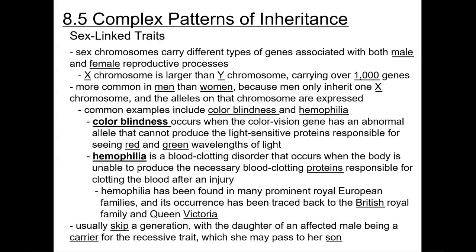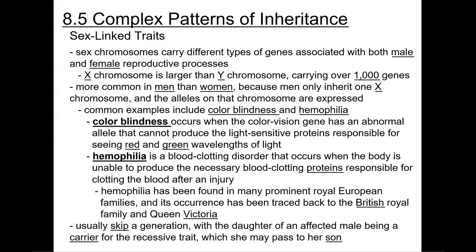So color blindness will occur when the color vision gene has an abnormal allele that cannot produce the light-sensitive proteins that are responsible for seeing red and green wavelengths. Hemophilia is going to be another trait. That's a blood clotting disorder that occurs when the body is unable to produce the necessary blood clotting proteins that are responsible for clotting the blood after an injury.